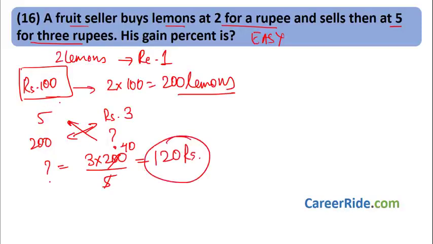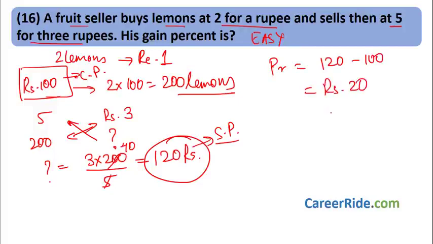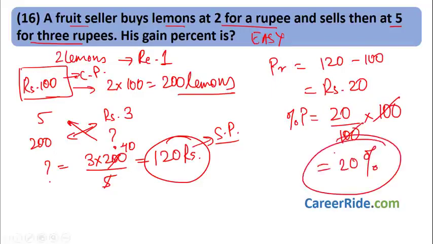Now the fruit seller had 100 rupees with which he bought the lemons. That means this becomes his cost price for the lemons. 120 becomes the selling price for the lemons because he sells all the 200 lemons for 120 rupees. What is the profit? 120 minus 100, rupees 20, right? What is the profit percent? That is profit in rupees divided by cost price multiplied by 100, 20%. See how easily we got the answer.